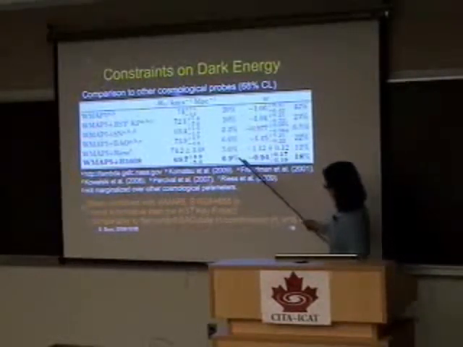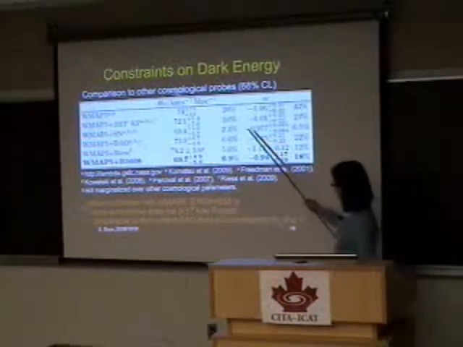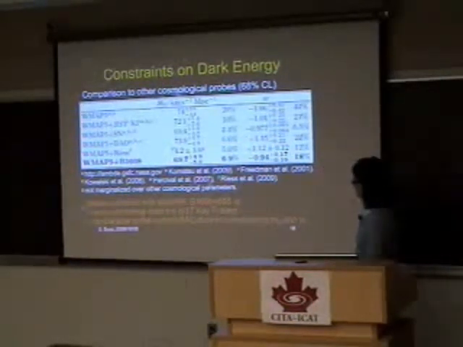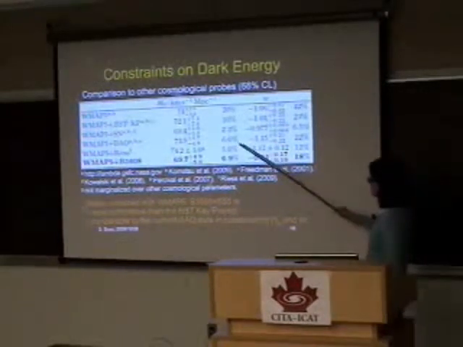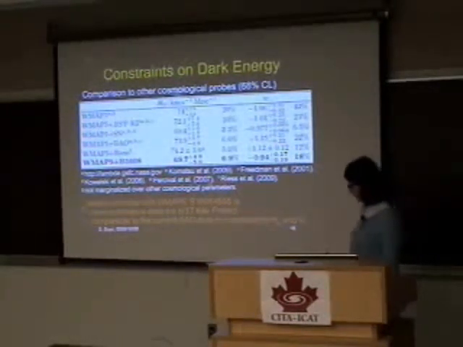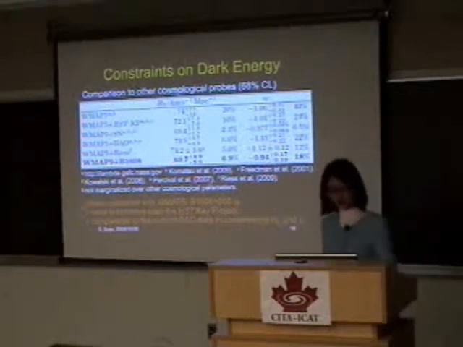So if we compare to this list above, we see that, again, it is more informative than the HST key project, and it's actually comparable to the current BAO data in constraining H0 and W.